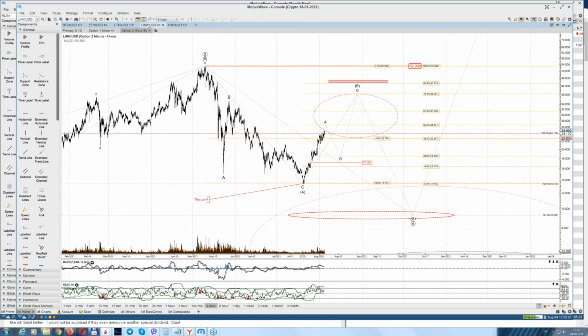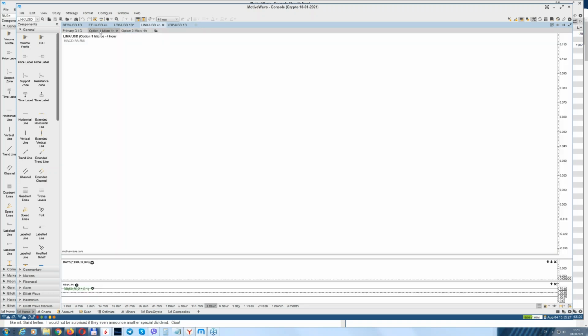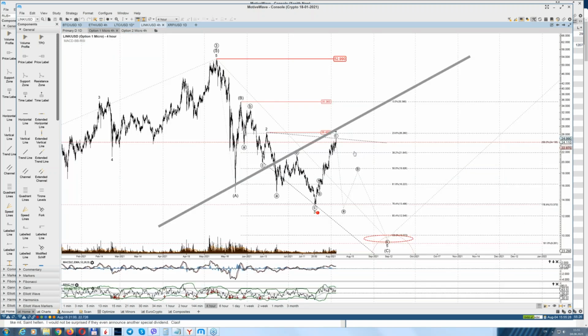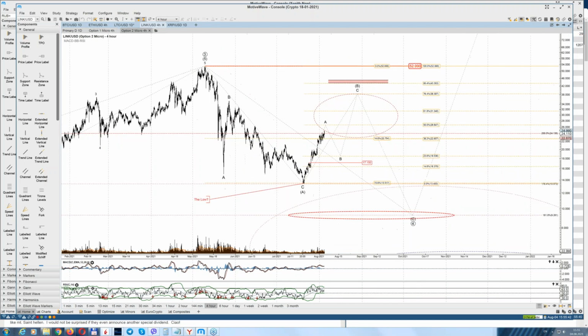And finally, Link. Option 1 micro, suggesting the fourth wave count within the ending diagonal to the downside is questioned. I consider it unlikely and marked with a gray line. Option 2 micro, more bullish wave structure presented over the weekend, remains fully intact. ABC of A may be in place. Now we are tracing ABC of B.